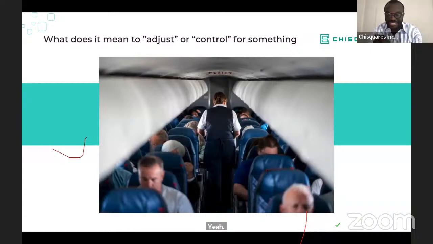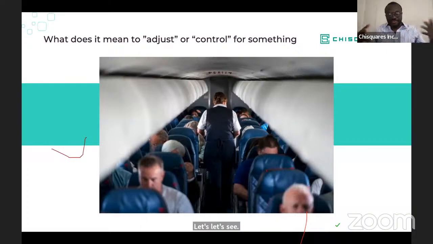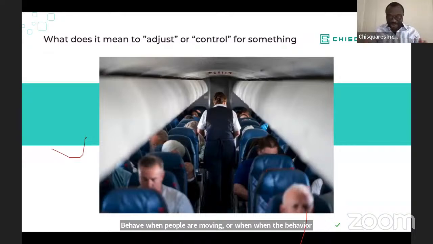Why are we strapping them in their seats? So that they don't move, right? So this is what we mean by adjust, right? So that only one person moves at a time. So if the pilot says, let's see how the airplane behaves when people are moving, or when drinks are being served, well, for us to observe that behavior, we need everybody to be in their seats. So we are adjusting for every person's movement by keeping them strapped.